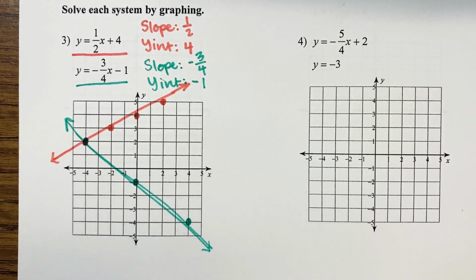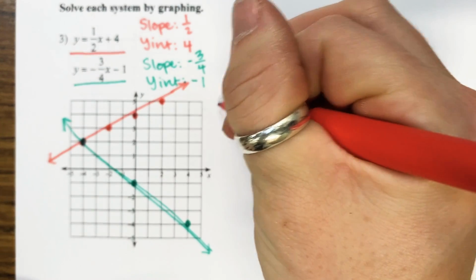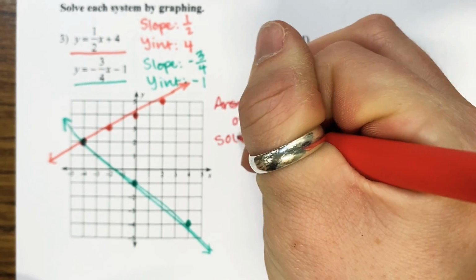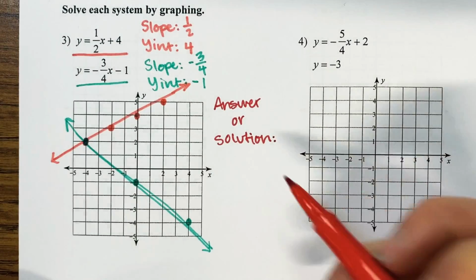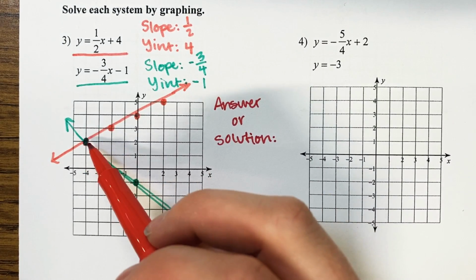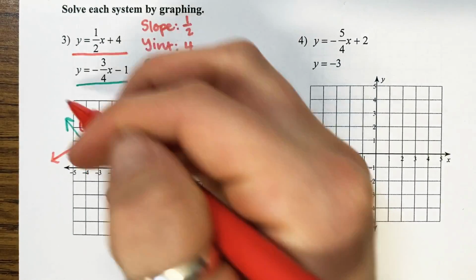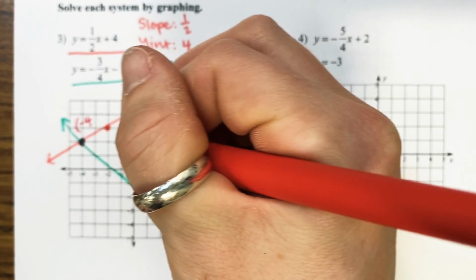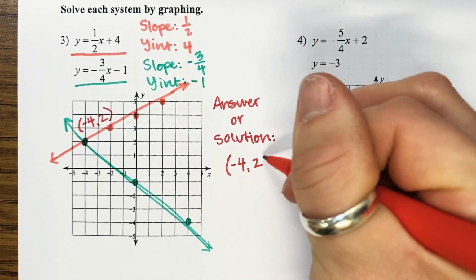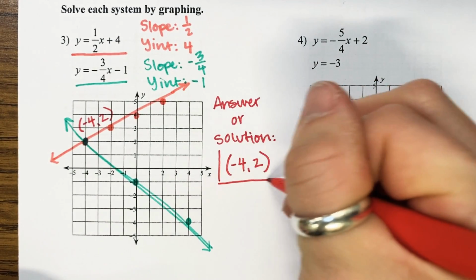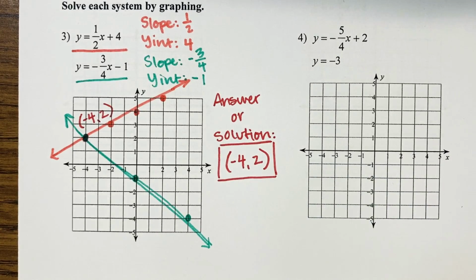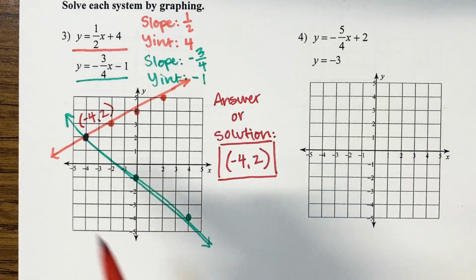So what is the answer to this, or the solution? The answer or solution is the coordinate point where they intersect. What point is this right here where the pink and green line intersect? That's going to be my x, -4, because the x always comes first, up to +2. So our answer is (-4, 2). This is what we're looking for on your assignment, the answer or solution. We solved it by graphing.